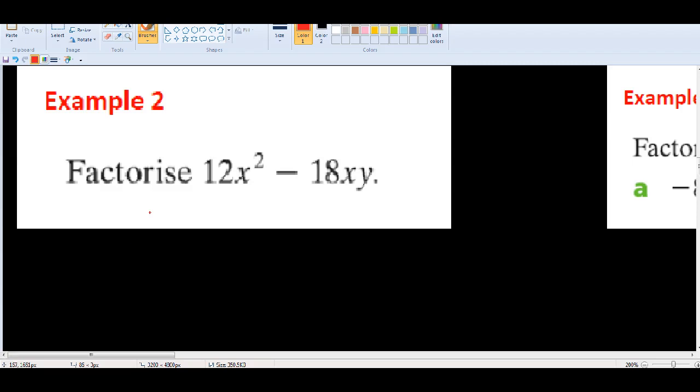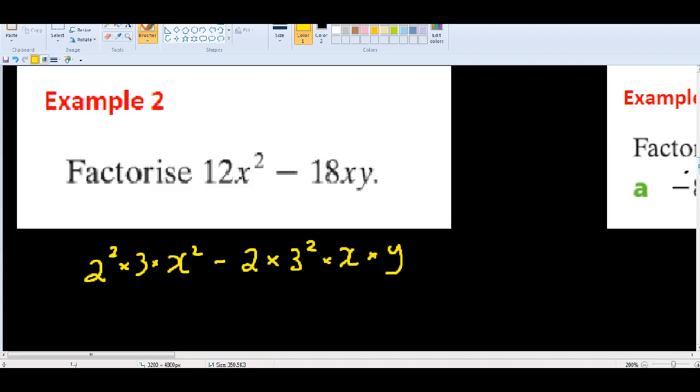So to find the HCF, you need to write the expanded form, right? Okay, let's do it. 12. If you use the expanded form, it's 4 times 3 times x squared. For 18, we've just done this one, right? So it should be 2 times 3 squared. Okay, 2 times 9. 9 is 3 squared times x times y.